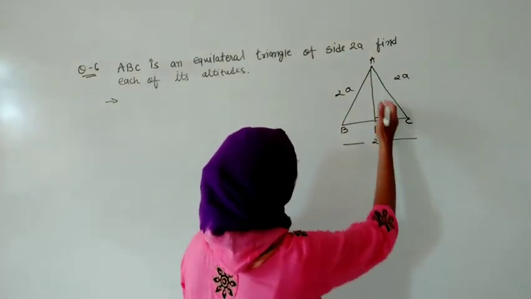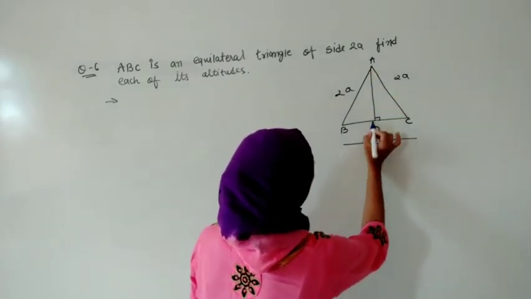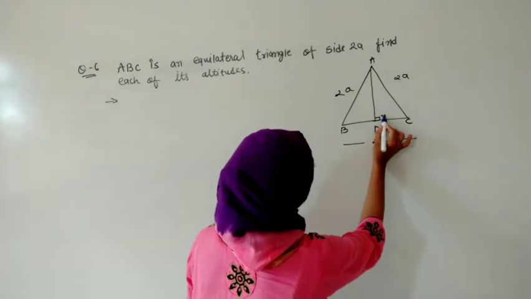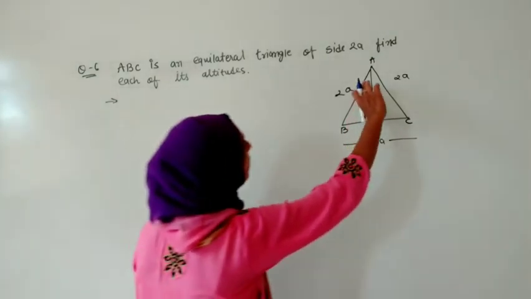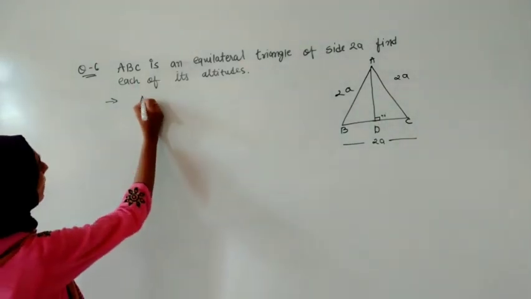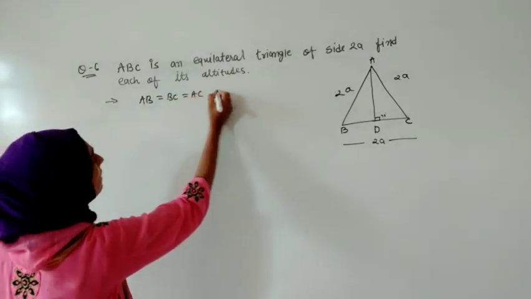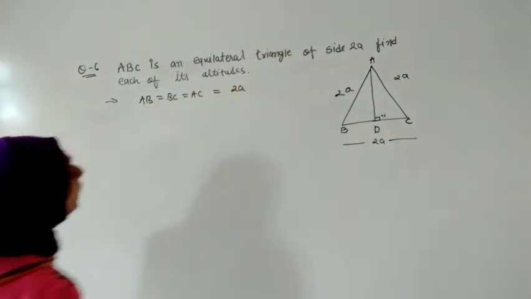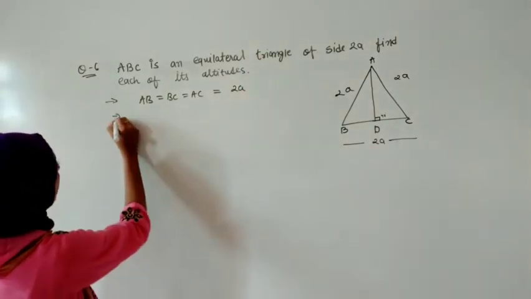Altitude is only one over there, and altitude means wherever it is landing it is making 90 degrees, that we are calling altitude. Means here we have to find the value of AD. So what will we do? Whatever is given to us, let us write here AB is equal to BC and that is equal to AC, and they all are 2A. Here an equilateral triangle is there.